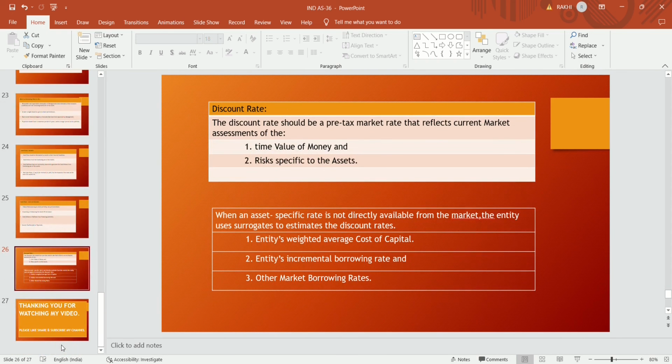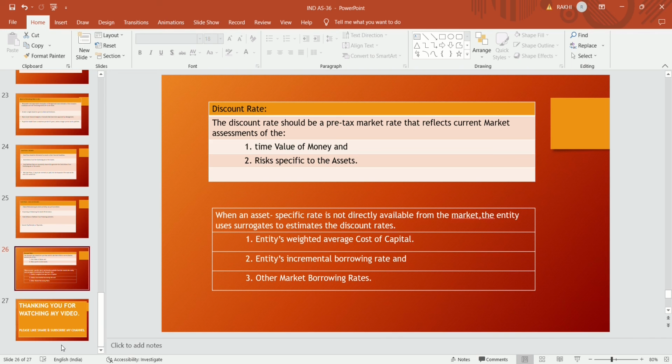And now the discount rate. The discount rate should be a pre-tax market rate that reflects the current market assessment of the time value of money and the risks specific to the asset. It means we will take into consideration the market rate which is the pre-tax market rate. The discount rate will be pre-tax, not the post-tax market rate. It will depend on the assessment of the time value of money and also the risk specific to the asset.